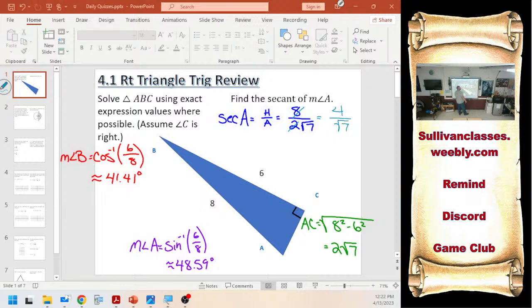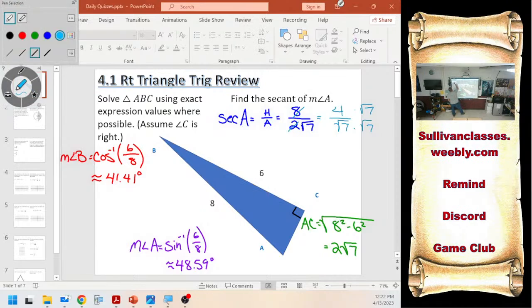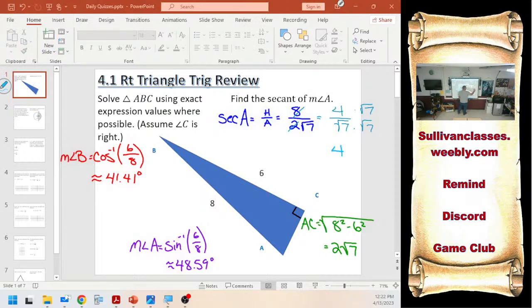Okay, 4/7, we can't have that. Rationalize. 4√7/7.